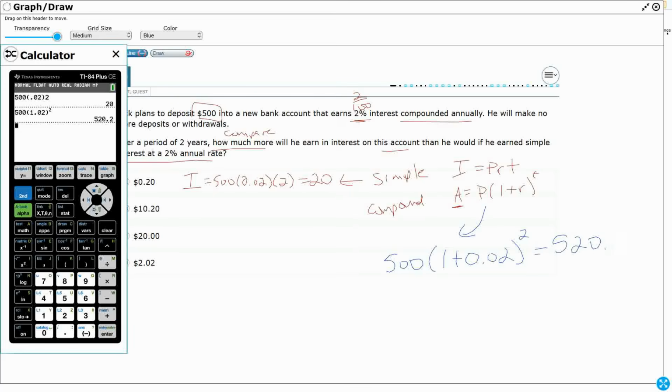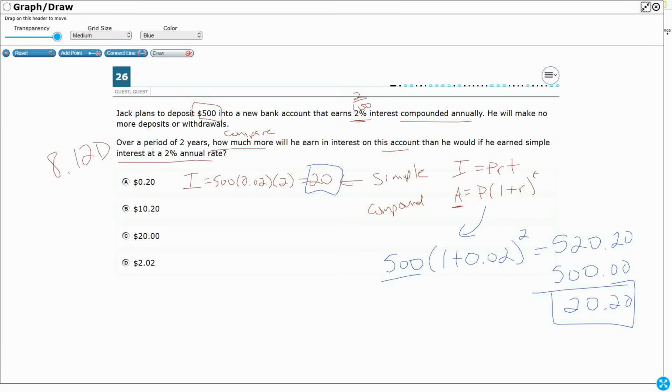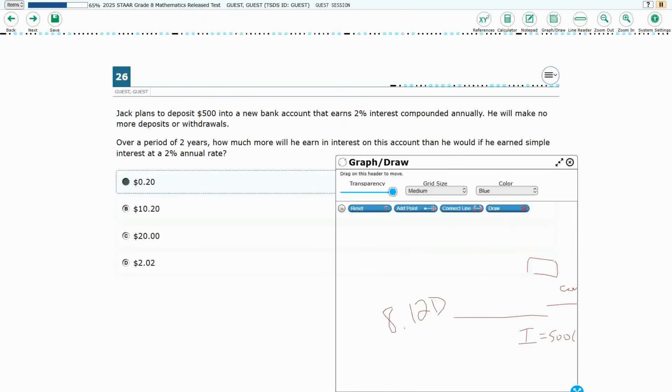520 and 20 cents. Now that's not the amount of interest. That's the new amount. What did I start with? I started with 500, which means I earned $20.20 if I compounded it rather than earning simple interest. Well, what did I make with simple interest? $20. What did I make with compound interest? $20.20. So what's the difference? I made 20 extra cents in 2 years.